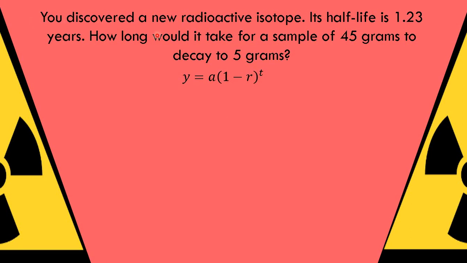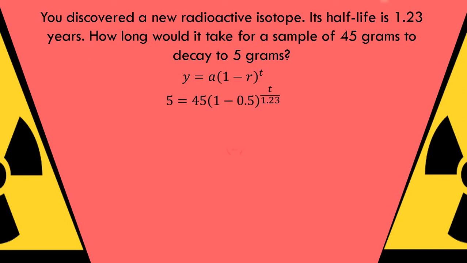So you have discovered a new radioactive isotope. Its half-life is 1.25 years. How long would it take for a sample of 45 grams to decay to 5 grams? Okay, so we have this exponential decay formula, y equals a times 1 minus r raised to t. So we will just substitute all the information. So the resulting amount is 5 grams, the initial amount 45 grams, the rate half-life, and we need to find the time over 1.25 years.